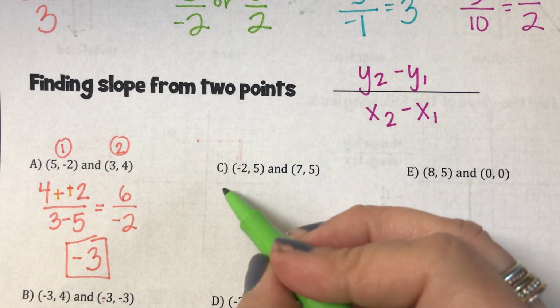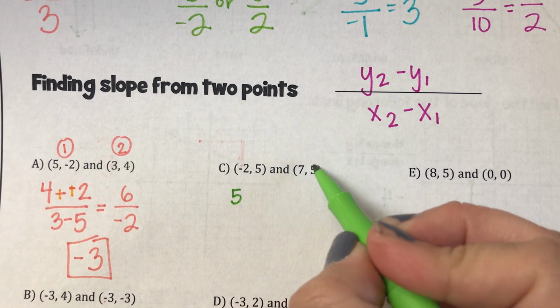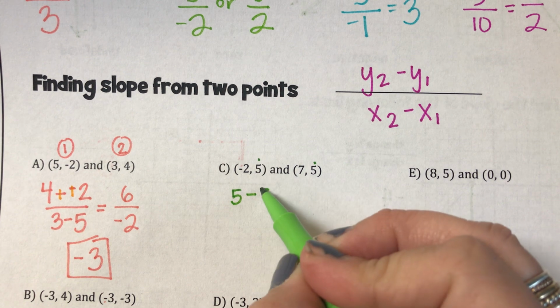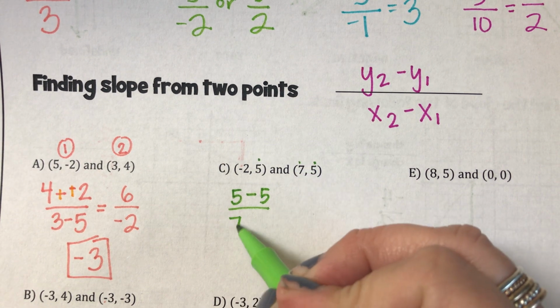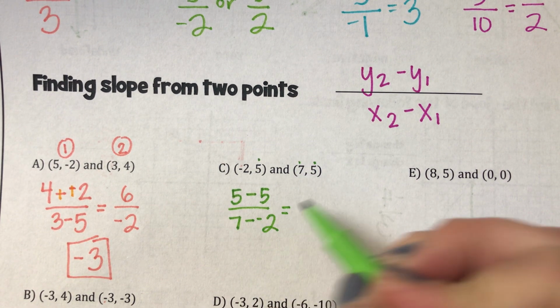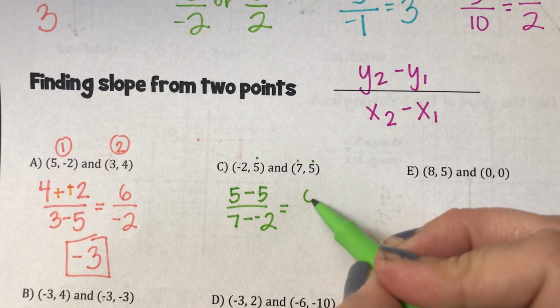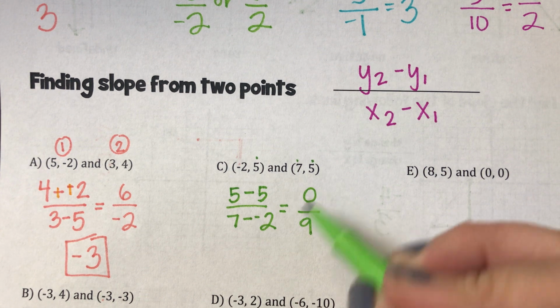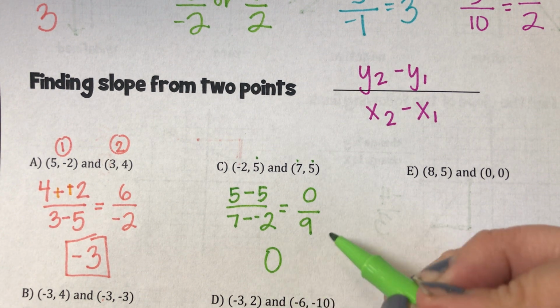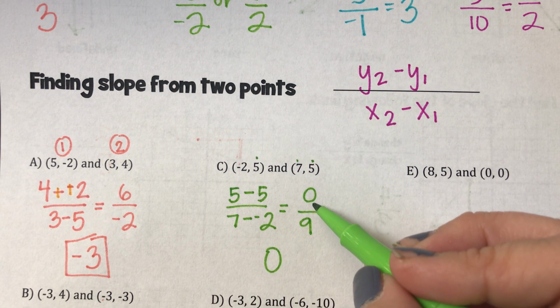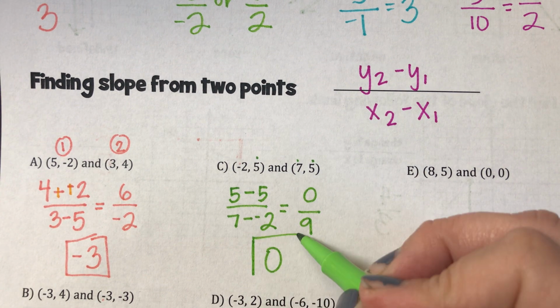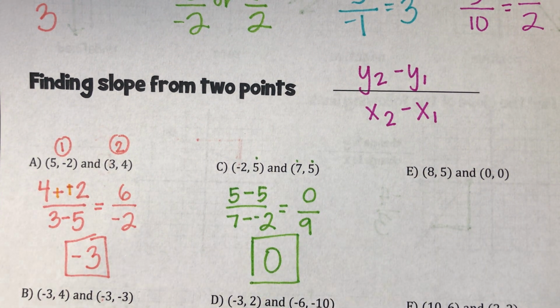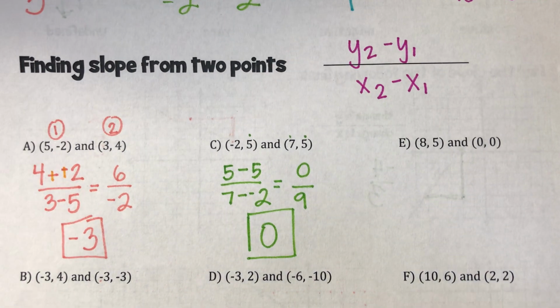Okay, letter C, we're going to do y2 minus y1 over x2 minus x1. 5 minus 5 is 0. 7 minus negative 2 is 9. 9 goes into 0 times. Think about slope, dude. He's going to rise 0, run 9. That's totally flat.